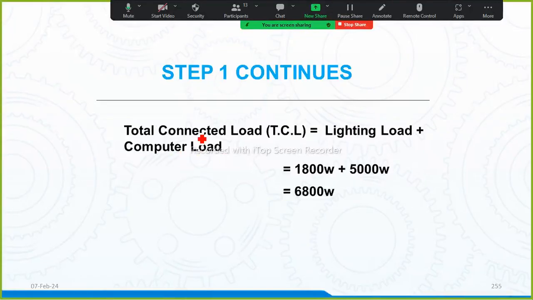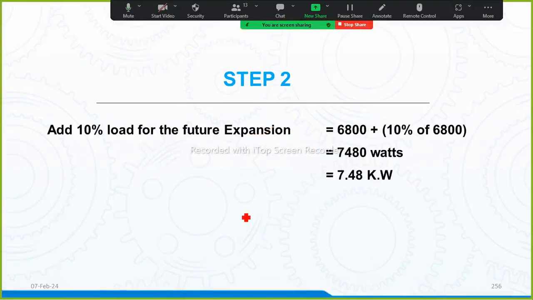Now when you add up, the total connected load is equal to lighting load plus computer load. That is equal to 1800 plus 5000, that is 6800 watts. For this 6800 watts, we need to take 10% extra again for future expansion. So 6800 plus 10% of that is 7.48 kilowatt.